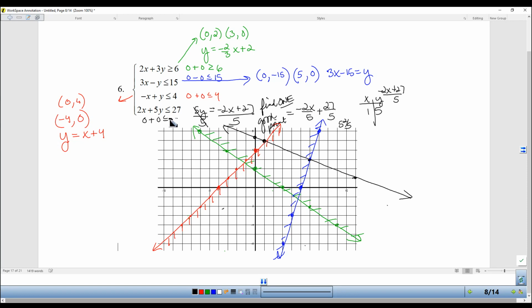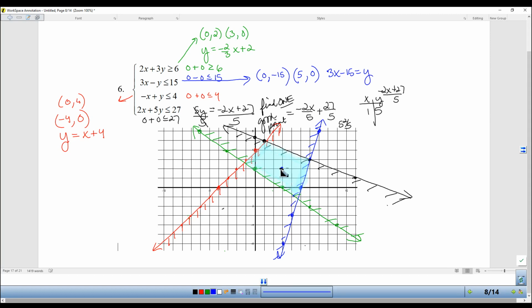0 plus 0 is less than 27, so I do want to shade underneath here. And if I look at all the shaded regions in combination, it makes this very tidy center section right here. And that is the actual answer to the question. When it says find the solution to the system of inequalities, all the points in here are solutions. Any point in there that you tried.